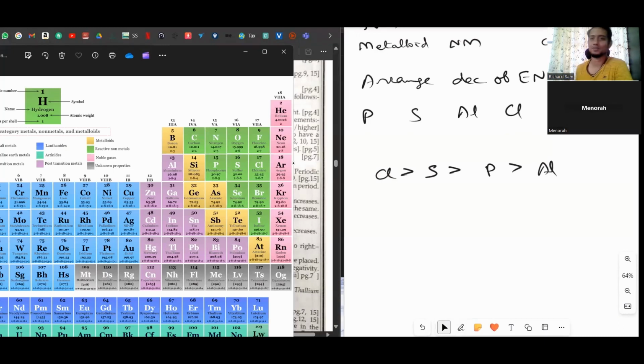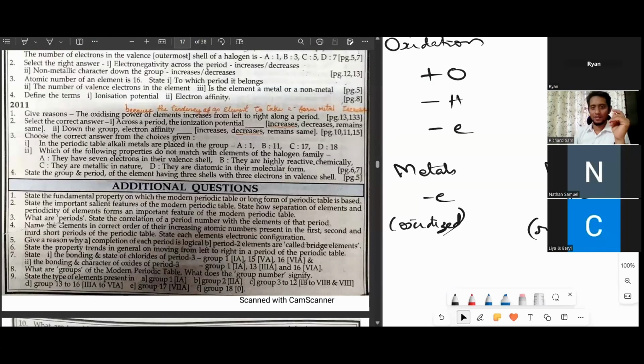Is it clear how to do this? Suppose the question was increasing order, then you have to put this symbol, getting bigger. For decreasing, you have to put this sign. So write this one question, and then you can end.